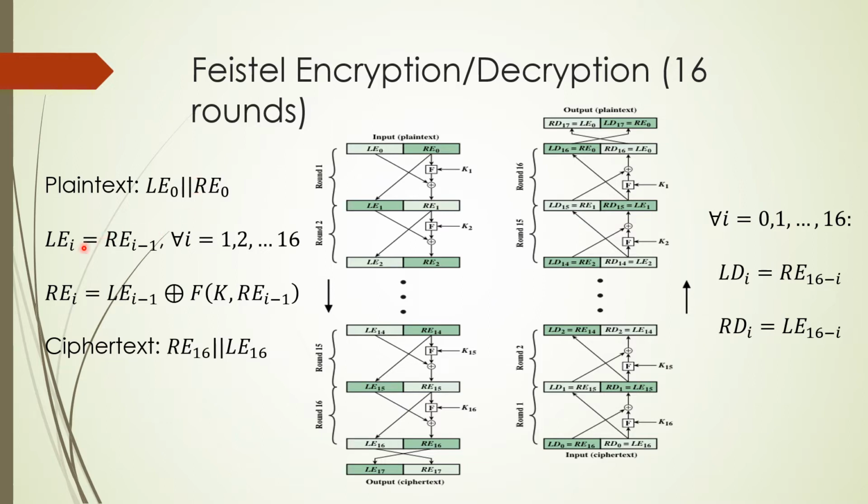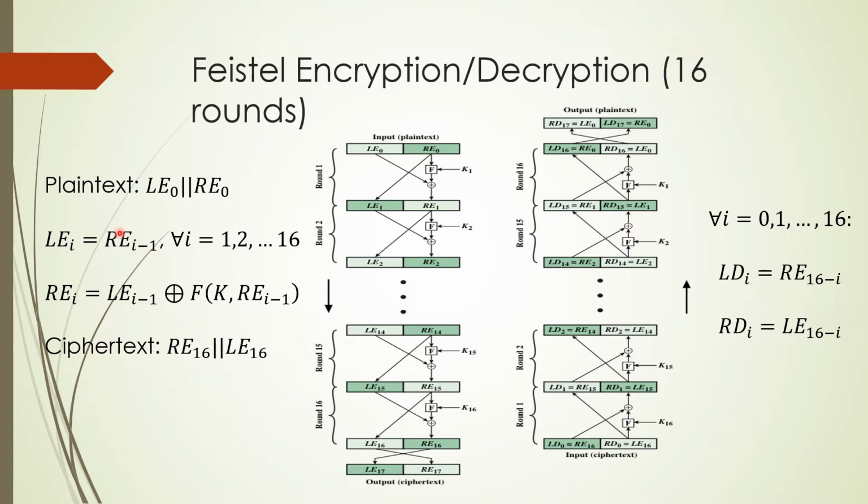Each round, or let's say the ith round, works in the following way. The output has two halves, the left half and the right half. The left half of the output is equal to the right half of the input. So LE_i is equal to RE_(i-1) for every i from 1 to 16, for every round, from round 1 all the way to round 16.